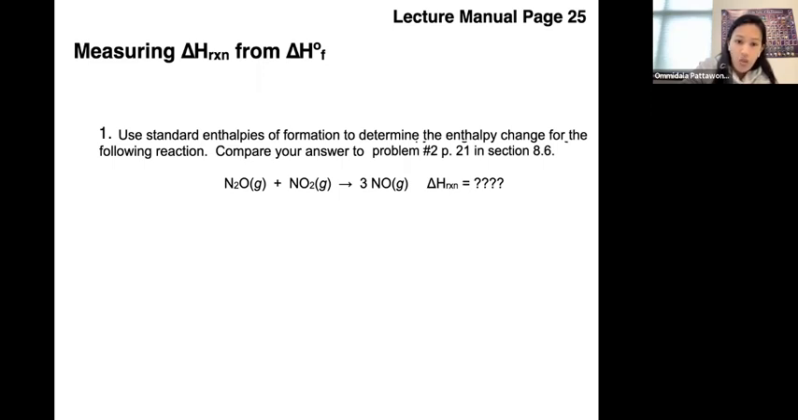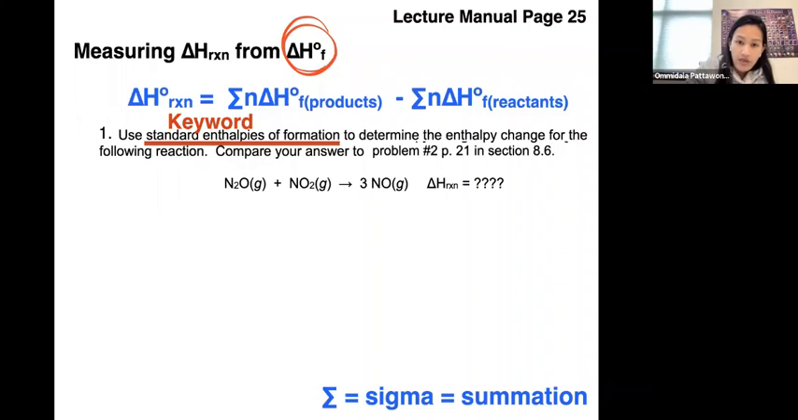So what do we do? The keyword is standard enthalpy of formation, so circle that down. If you are given the words use standard enthalpy of formation, it means that you have to use this value, and this value is going to come from the given list of those. If you look up the values, you can calculate this. Let's take a look at how I set it up using this equation.